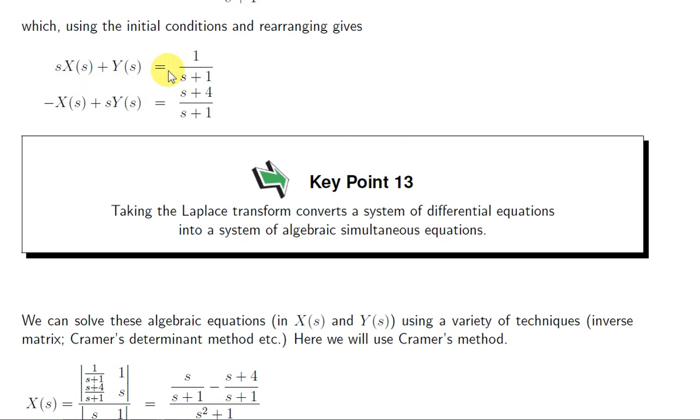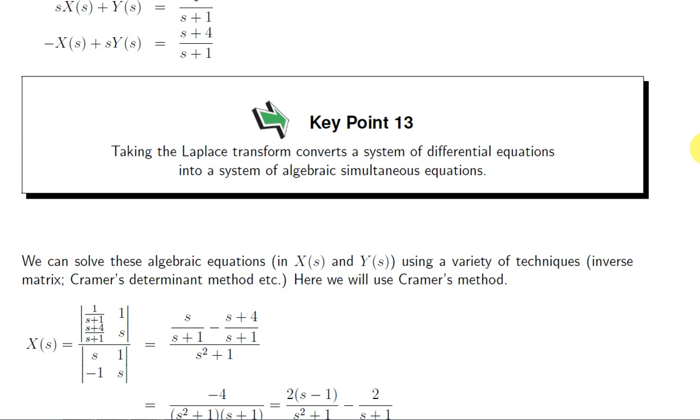Now next we have to solve this pair of equations to find X of s and Y of s. So it's simultaneous equations in two unknowns, if you like. The unknowns are big X and big Y. So we want big X and big Y in terms of little s. So one way to solve them is to use Cramer's rule.